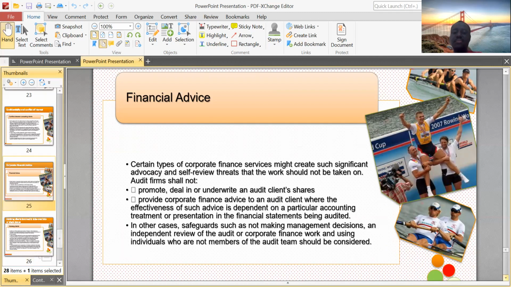In other cases, safeguards such as not making management decisions, an independent review of the audit or corporate finance work, and using individuals who are not members of the audit team should be considered. So these are the safeguards. When you're implementing safeguards, one of the effective things to do is that the auditor should not make management decisions. Reviews that are done on the audit should be independent, and you should always strive to use individuals who are not members of the audit team you are considering. It's extremely key.